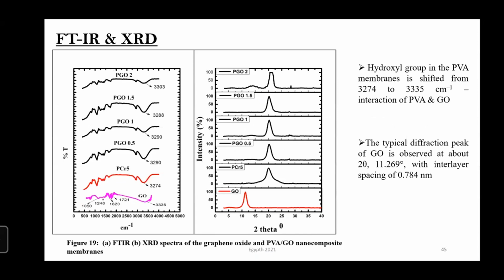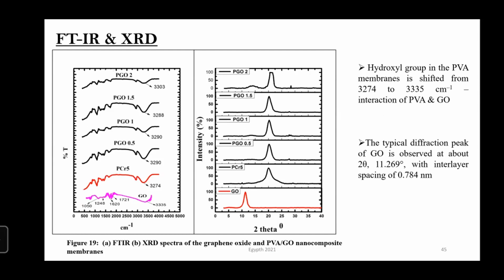The FTIR spectrum shows the typical peak around 3,335 and 1,725. In XRD, the typical diffraction peak of graphene is around a 2 theta of 11.269 degrees, but the interlayer distance increases upon filler loading. So a peak shift takes place, and the intensity of the peak also decreases.